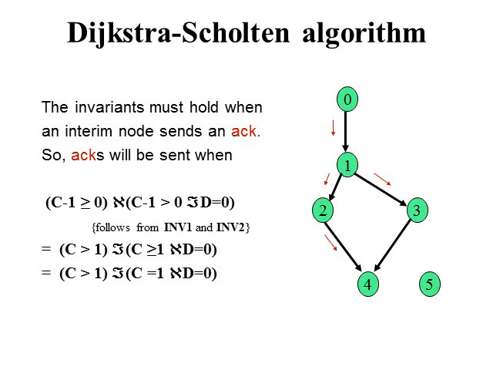So in order to preserve both invariant 1 and 2, an acknowledgement is sent when the condition given in the slide holds. Okay, so C minus 1 should be greater than or equal to 0, and C minus 1 is greater than 0 or D equals 0. So we get this from both invariant 1 and invariant 2.